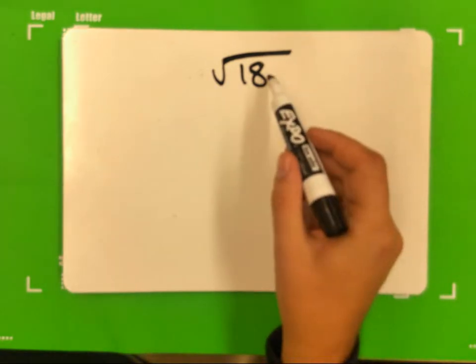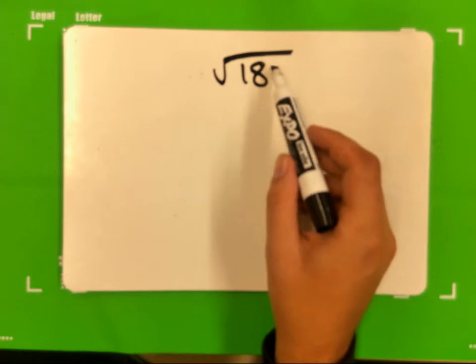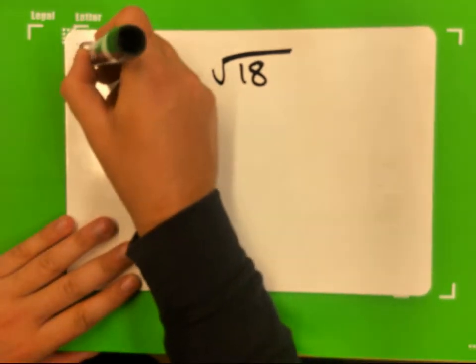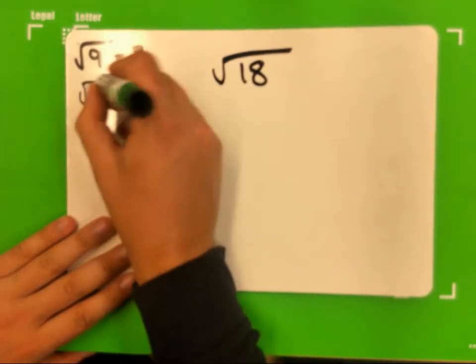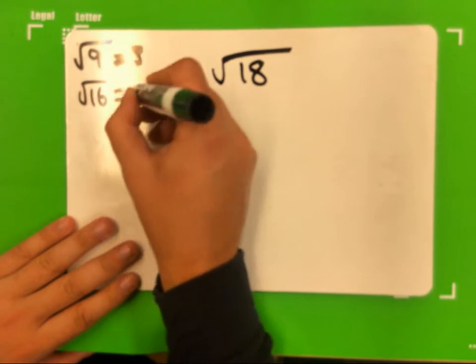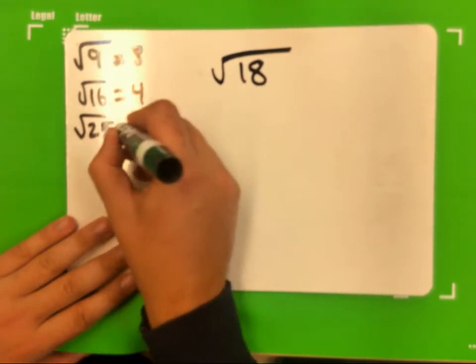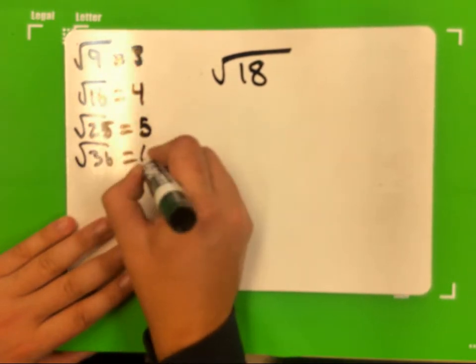This is important because we need to know which perfect numbers this falls in between. If I write these down for you, the square root of 9 equals 3. The square root of 16, which is our next perfect square, is 4. The square root of 25 equals 5. And the square root of 36 equals 6.